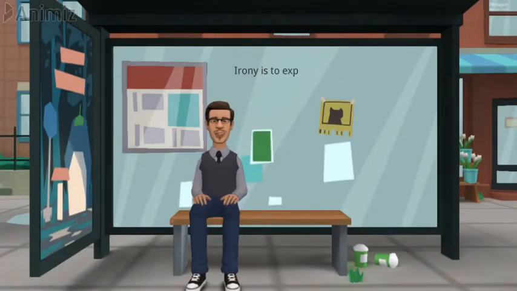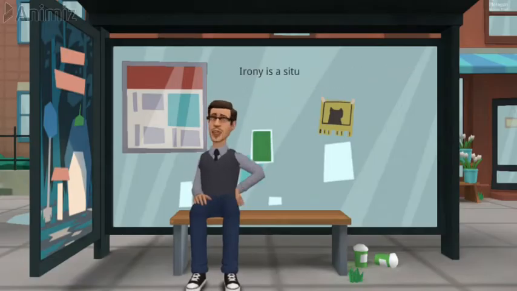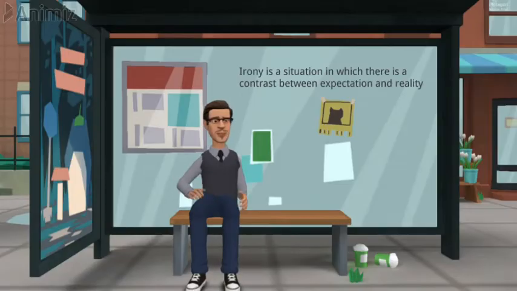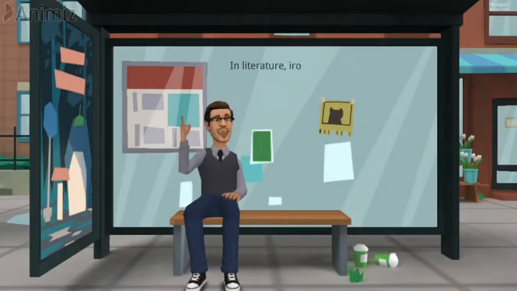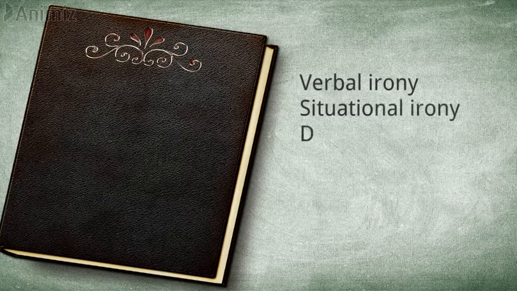Irony is to express a meaning that is the opposite of its literal meaning. Therefore, irony is a situation in which there is a contrast between expectation and reality. In literature, irony is associated with both tragedy and humor. There are different types of irony: verbal irony, situational irony, and dramatic irony.